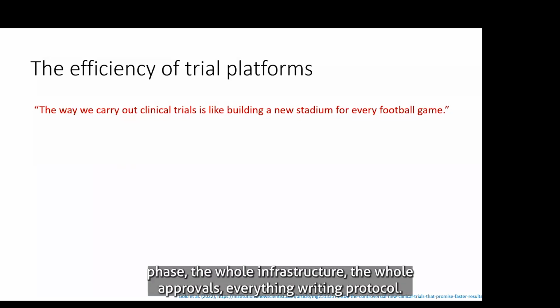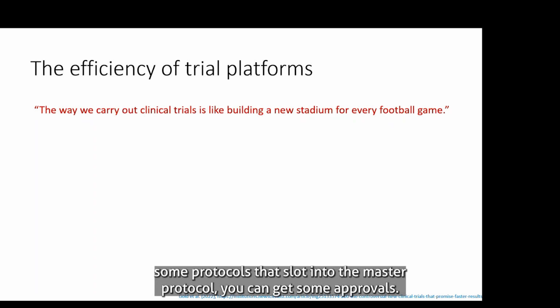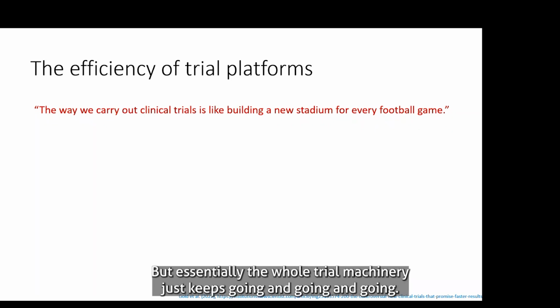So what we want to do is build more platforms and baskets and umbrellas where you have the whole setup phase, the whole infrastructure, the whole approvals, everything, writing the protocol. You do that only once, and then for additional arms, you can write sub-protocols that slot into the master protocol. You can get sub-approvals, but essentially the whole trial machinery just keeps going and going and going.